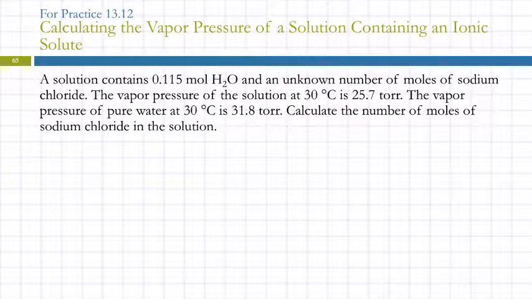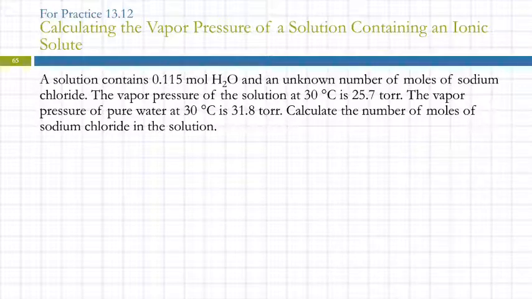Okay, so a solution contains 0.115 moles water and an unknown number of moles of sodium chloride. The vapor pressure of the solution at 30 degrees is 25.7 torr. The vapor pressure of pure water at that same temperature is 31.8 torr. Calculate the number of moles of sodium chloride in the solution. So this is a nice Chem 1A problem. It's not just plug into the formula like we did in the last example.